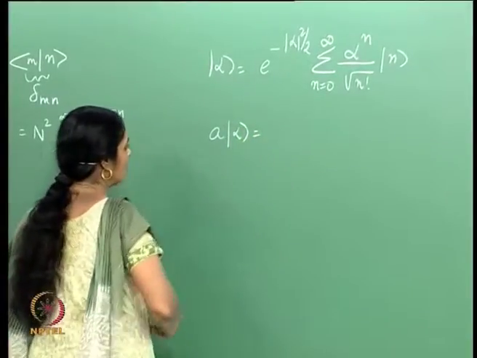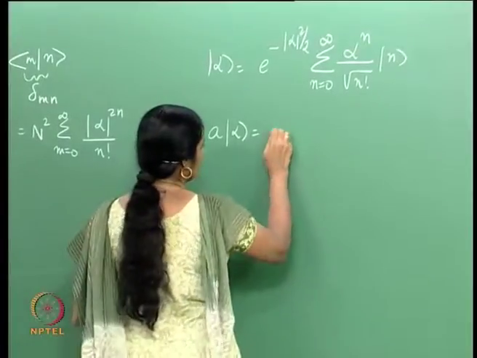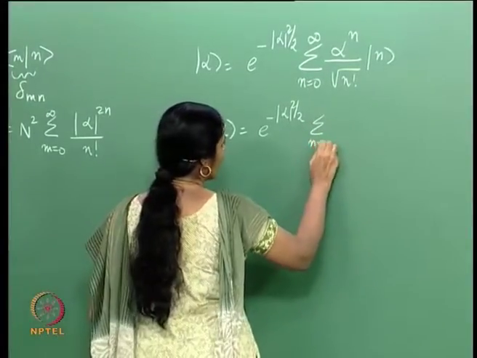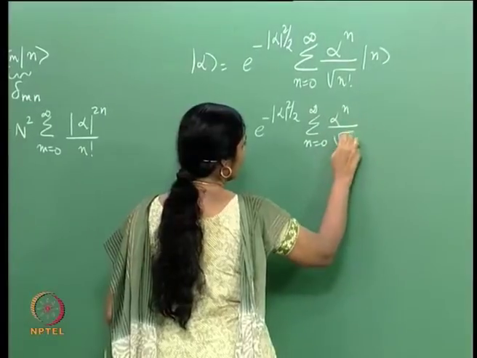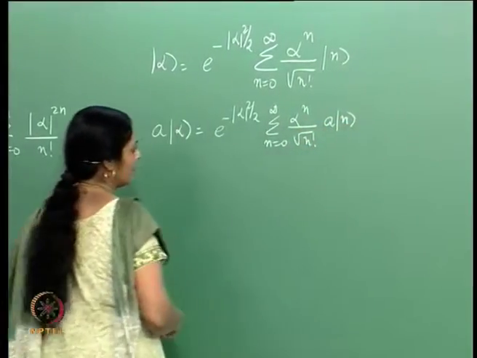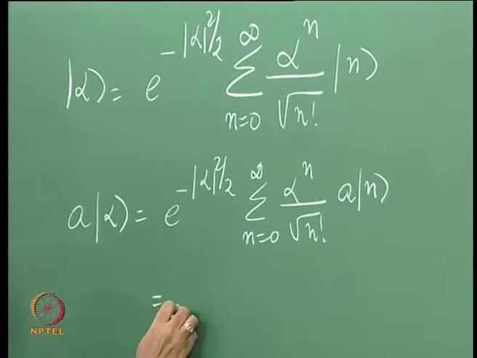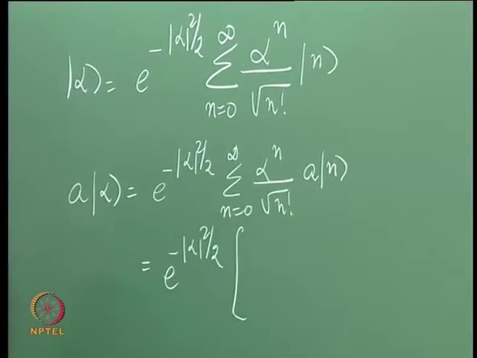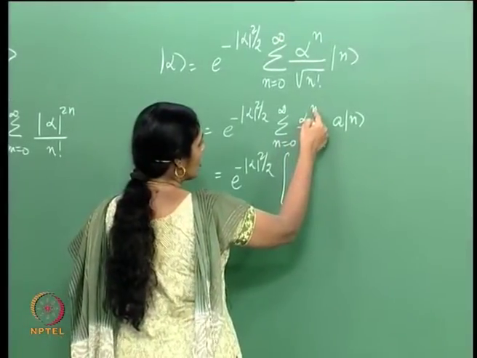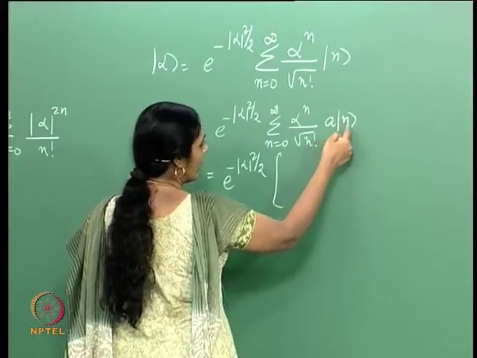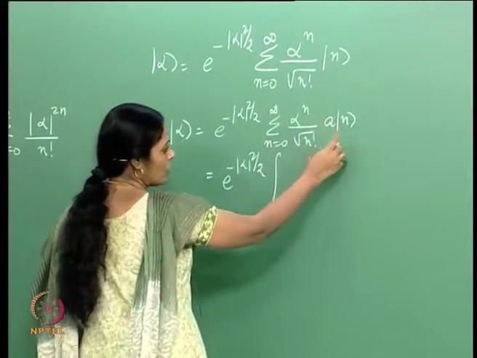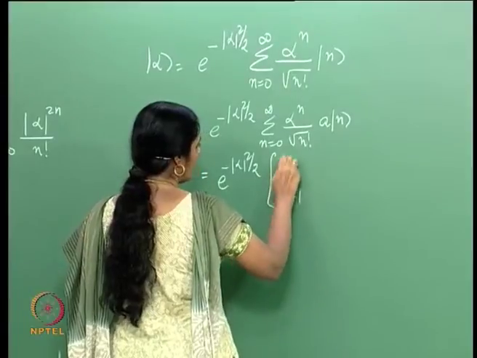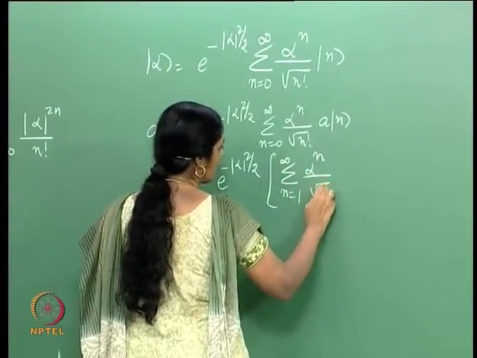Let me find out the action of a on the state ket alpha. This is e to the minus mod alpha squared by 2. I can well take the operator inside the summation. I would like to pull out the first term corresponding to n equal to 0, because that is alpha to the power of 0 by root n factorial, a on ket 0, and that is 0 because a on ket 0 is 0, and therefore I am left with this object.